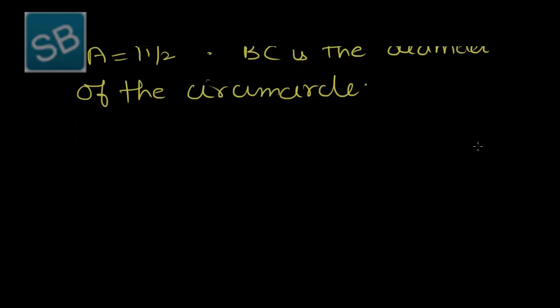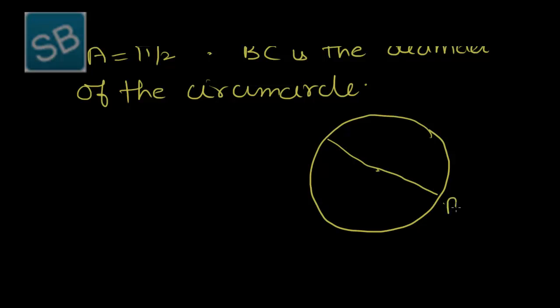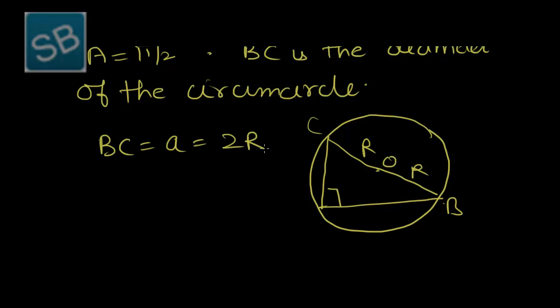So we draw the diagram. This is the circle of radius R, this is the center, this is BC and this is A. So this is angle pi by 2. This is radius R, this is R. Also BC, that is our A, is equal to 2R. So as sine pi by 2 is 1, we can write A is equal to 2R into 1.